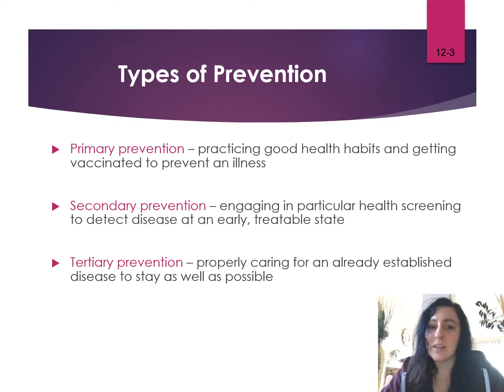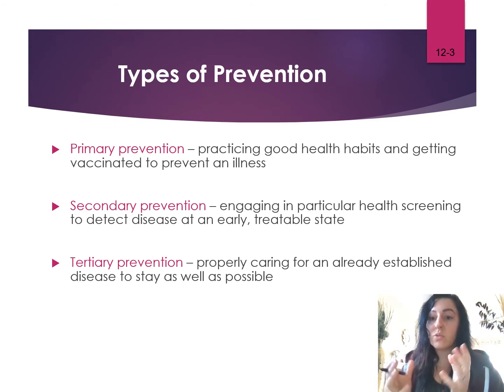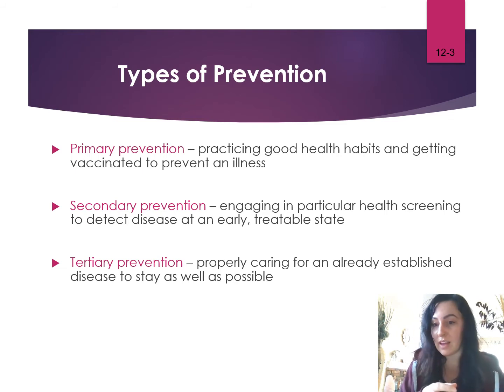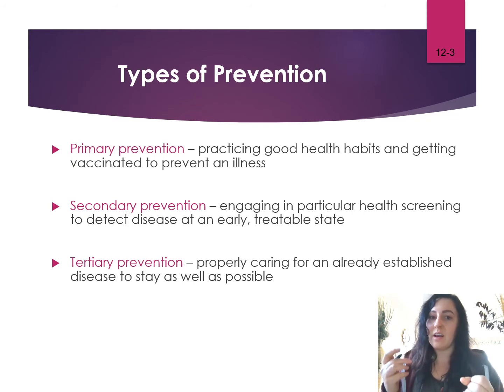But anyway, secondary prevention, the next level of prevention, is early detection of disease or early treatment of disease. So this is engaging in health screening to detect disease at an early stage. This is also treating disease at a very early stage: when you detect it immediately while it's very small, you treat it right away. So that's secondary prevention. Secondary prevention is tied to a lot of primary health care.